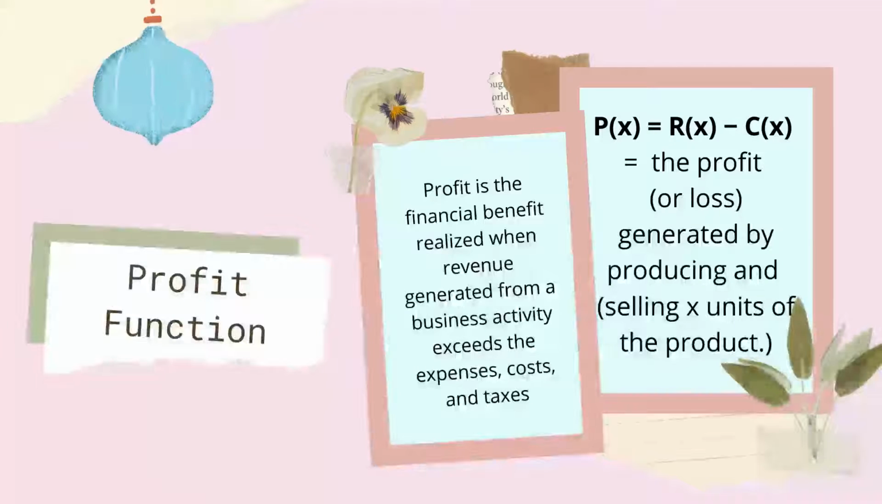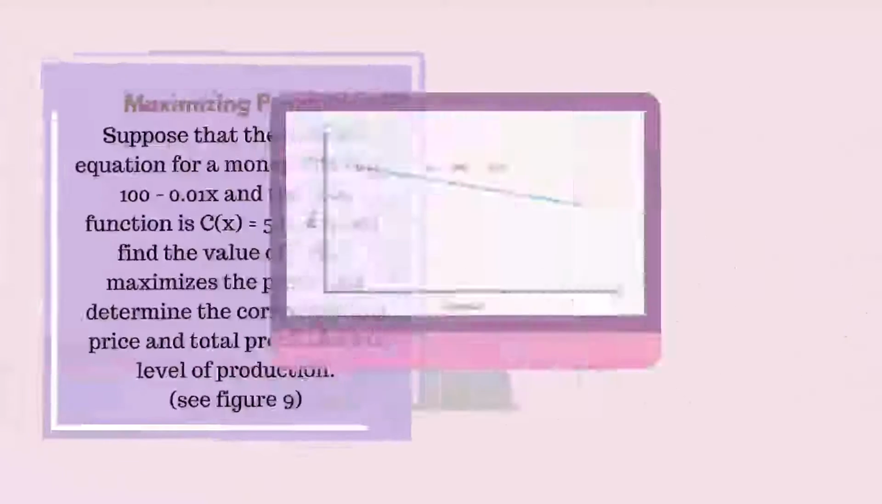For the profit function, P(x) equals R(x) minus C(x), which is the profit or loss generated by producing and selling x units of the product. Profit is the financial benefit realized when revenue generated from a business activity exceeds the expenses, costs, and taxes.